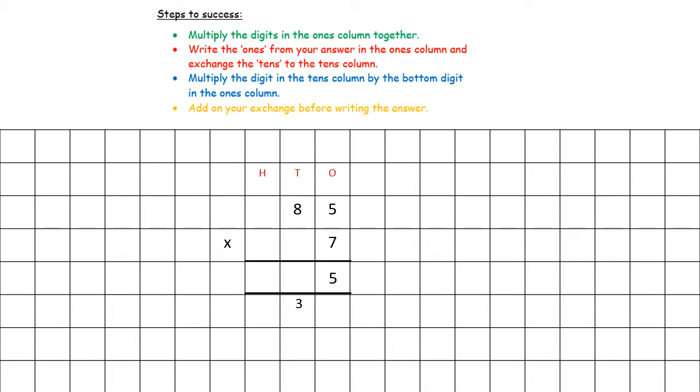Okay, the next thing we need to do is multiply the tens with the bottom digit in the ones column. So we've got 80 or 8 tens times 7 ones. So 8 times 7 is 56. But before we write the answer in, we need to add on our exchange. So 56 add 3 is 59 or 590. Okay, so then your answer is 595.